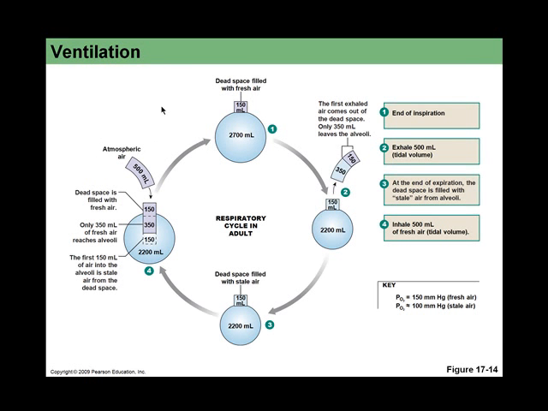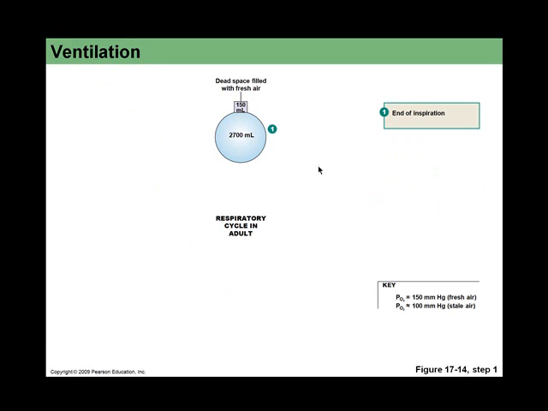Very good. So now let's think about ventilation in this cyclical fashion here. So we start with number 1. We have a dead space filled with fresh air, about 150 mLs, and we have 27 mLs at the end, excuse me, at the end of respiration. So our key over here is the PO2, the partial pressure of oxygen, is about 150 millimeters of mercury in fresh air. The PO2 is approximately 100 millimeters of mercury in stale air.